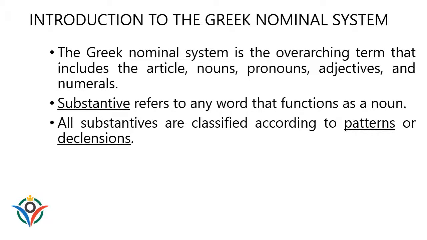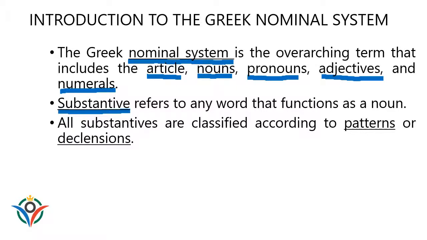Before we carry on, I just want to stop and officially congratulate you on learning your first set of verb endings. So well done. What we're going to do now is learn your first set of noun endings. And to introduce the nouns, I want to speak to you about the Greek nominal system. So it says there, the Greek nominal system is the overarching term that includes the article, nouns, pronouns, adjectives, and numerals. And then I'd also like to introduce you to an important word that we'll be using quite frequently in this series. Maybe not in this lesson, but we will in due time. So it's good to be familiar with it.